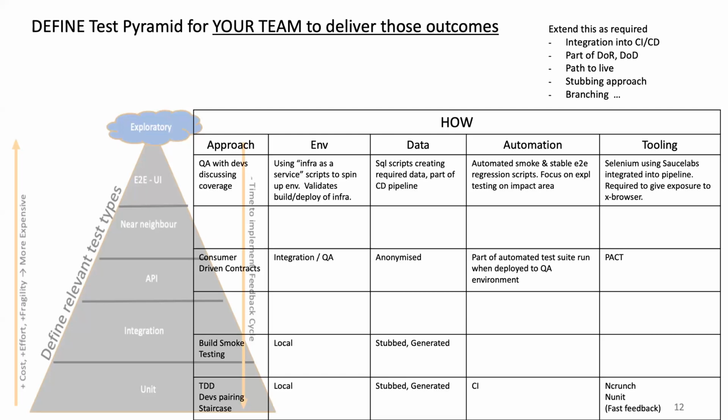Our API contracts are thoroughly tested. It's a strength. Our weakness is we don't do enough near neighbor or end to end. And the opportunities therein are, we need to be doing these in there.